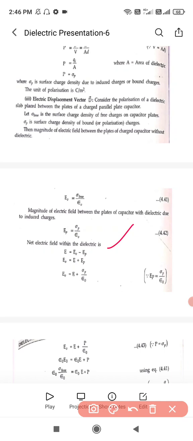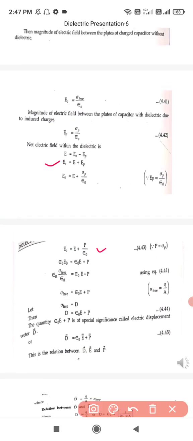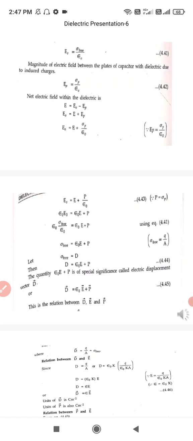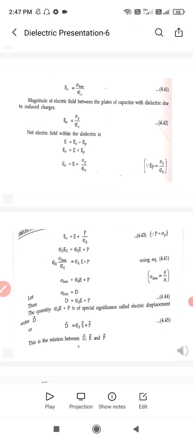Therefore, the net electric field within the dielectric material becomes the difference between the applied external electric field and the polarized electric field due to the polarization. So the applied external field is the sum of the net electric field and the polarized electric field. The polarized electric field can be written in terms of surface charge density as sigma p divided by epsilon naught. Next, E naught is equal to E plus sigma p divided by epsilon naught.